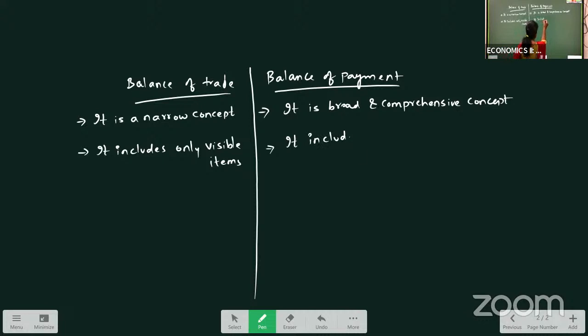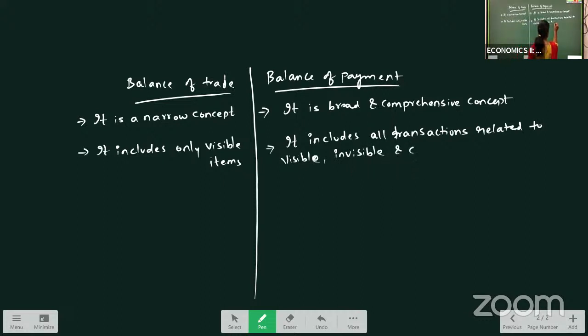It includes all transactions related to visible, invisible, and capital transfers. Okay, see the second point of difference here.